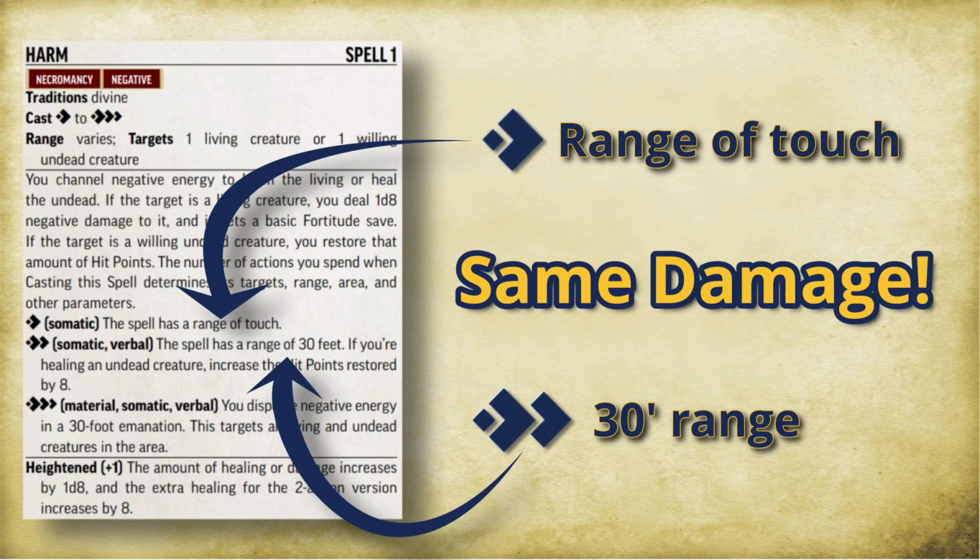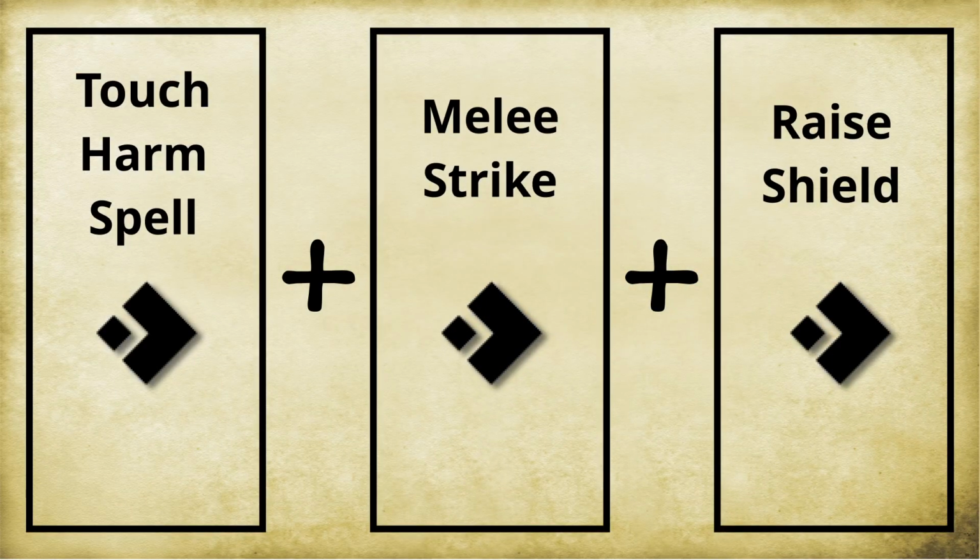See, when you're using these harm spells to harm a creature, the only thing you're getting for that extra action is more range. But since you have the defense, you can get up close and then save that action. Just use the single action version. This means you can follow that single action harm spell up with a melee attack and still have an action left over to raise your shield. So that right there, that is your 3-action bread and butter combo.